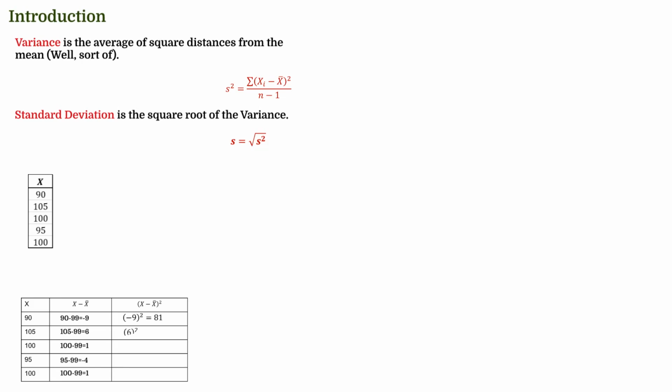Then I square these distances. Minus 9 square is 81, and all the way to 1 square is equal to 1. And the variance is the summation of these square distances divided by n minus 1. N is 5 observations. Summation of all those values, 135, divided by n minus 1, which is 4, which is 33.75. So S square is 33.75.